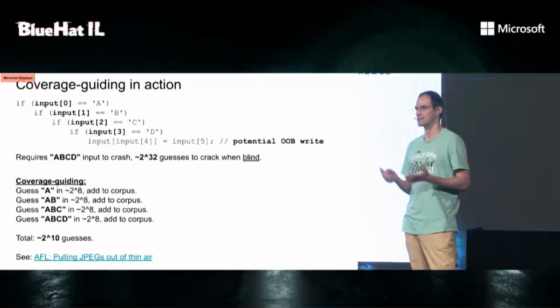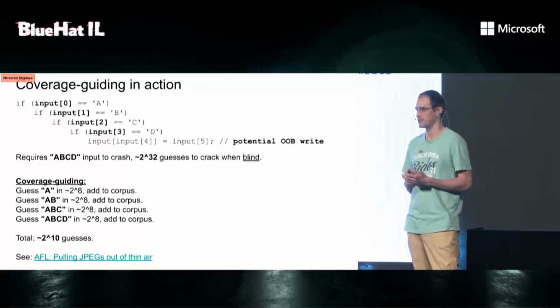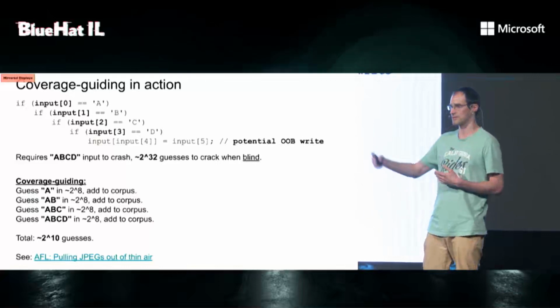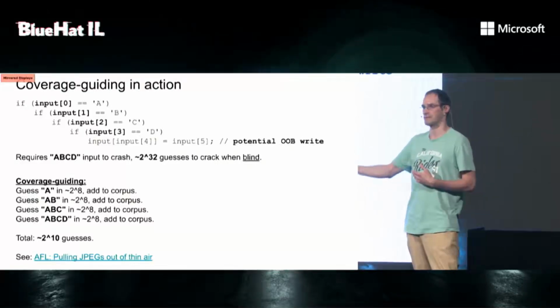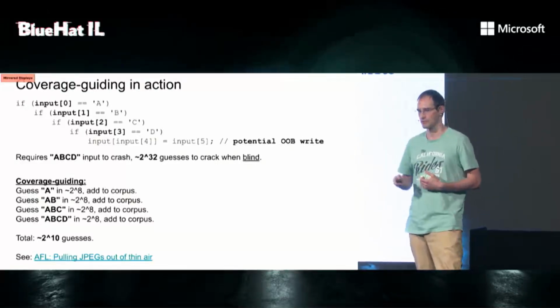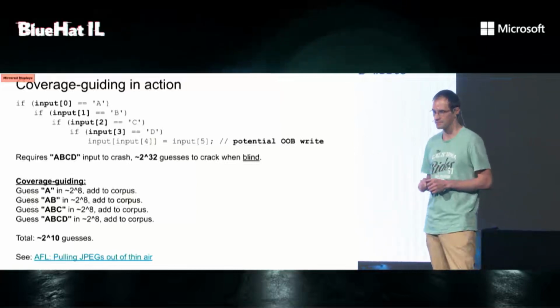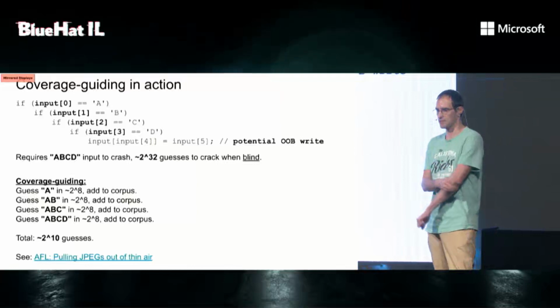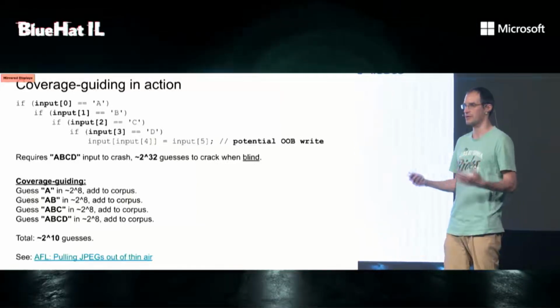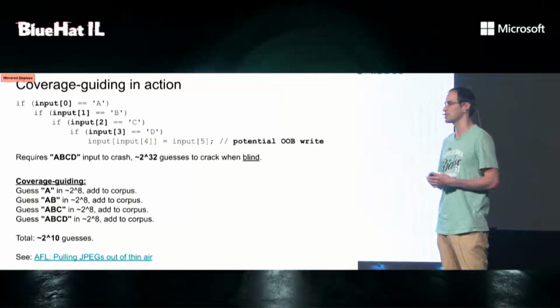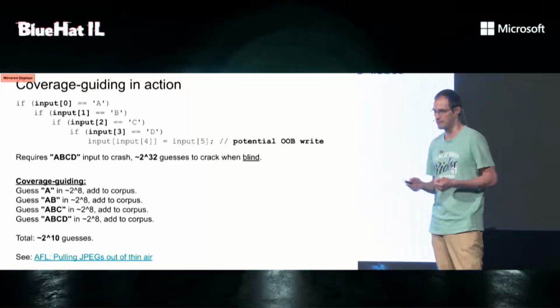Coverage-gated fuzzing more or less turns an exponential problem into a polynomial one because of this incremental progress, constantly persisted in the corpus. So it's a bit reminiscent of dynamic programming. And there's a famous example for AFL, how it generates a valid JPEG image out of nothing.